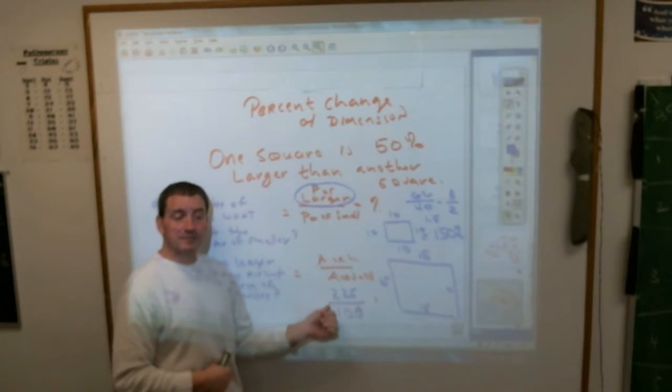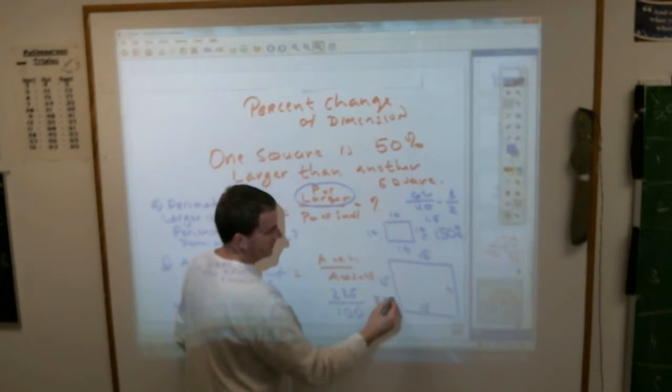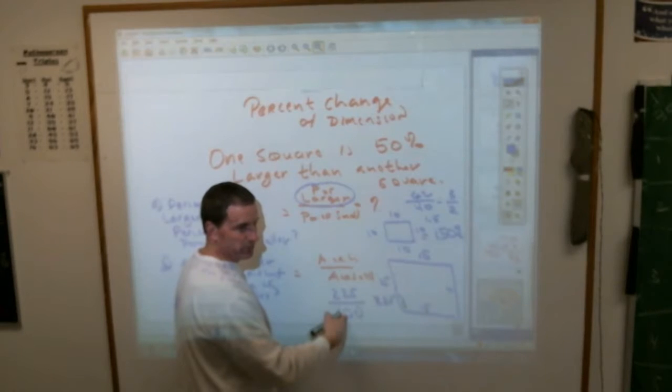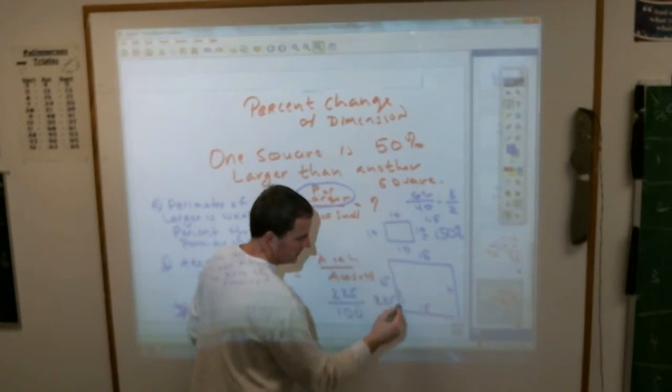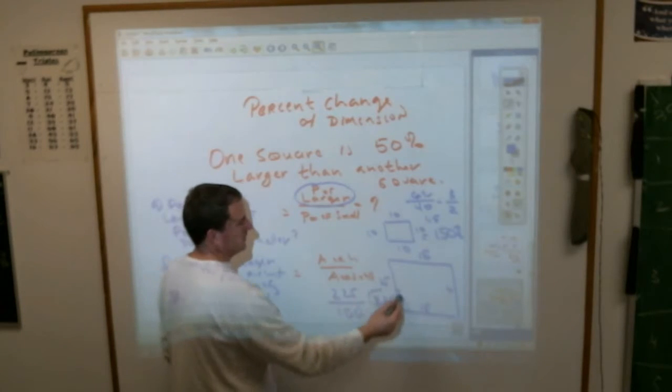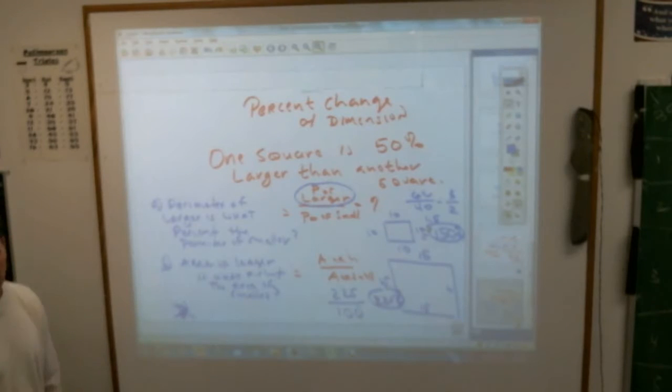You say 225? Yes, 225, very good. This is what percent means. You put number over 100, that's what the percent is. 225 over 100 is 225%. And that would be, children, the answer to both of those. And I can't change that, nor can I really make it any easier.